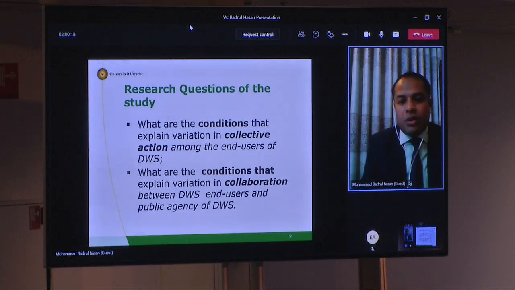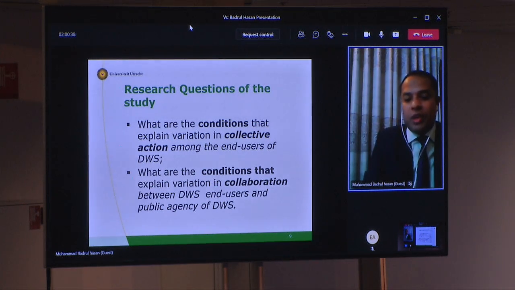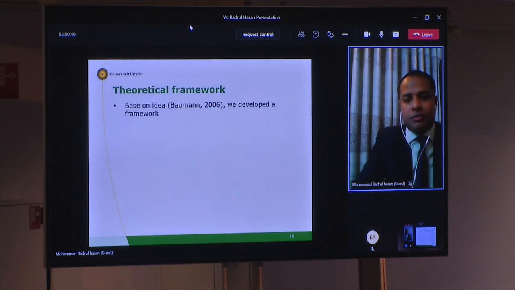To achieve the objectives, I have two research questions. One is, what are the conditions that explain variation in collective action among the end users of drinking water systems? And secondly, what are the conditions that explain variation in collaboration between the drinking water system users and the public agency involved in drinking water systems?